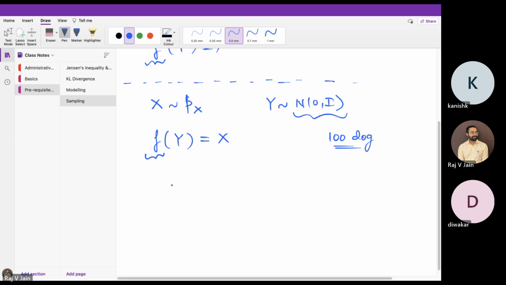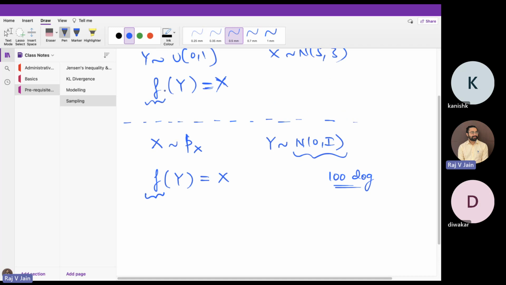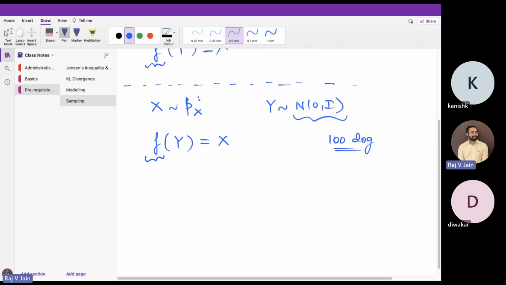Now the issue lies in the fact that I don't know this function f, right? I need to estimate this function f. Here I can estimate the function f very easily: simple distributions, known distributions, all of that. Here one is an unknown distribution. I don't even know how this behaves and so on. That is where we are using this neural network as a function approximator.